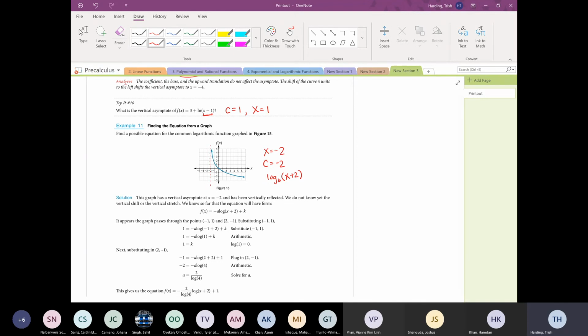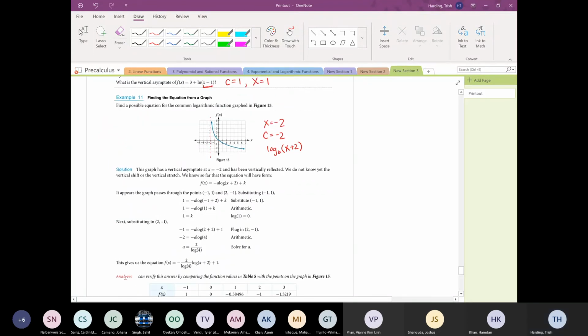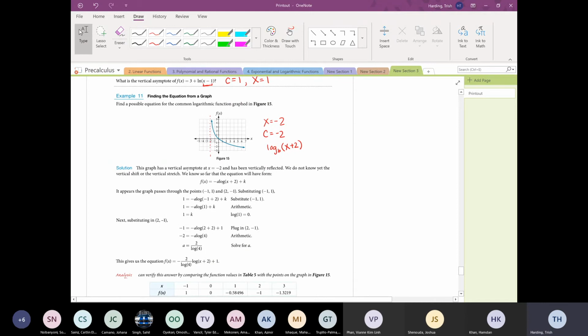Okay, so notice that, I mean, I don't really think it was flipped, but they say it is. These can be confusing because depending on the transformation, they can look the same. So just understand to find that asymptote.